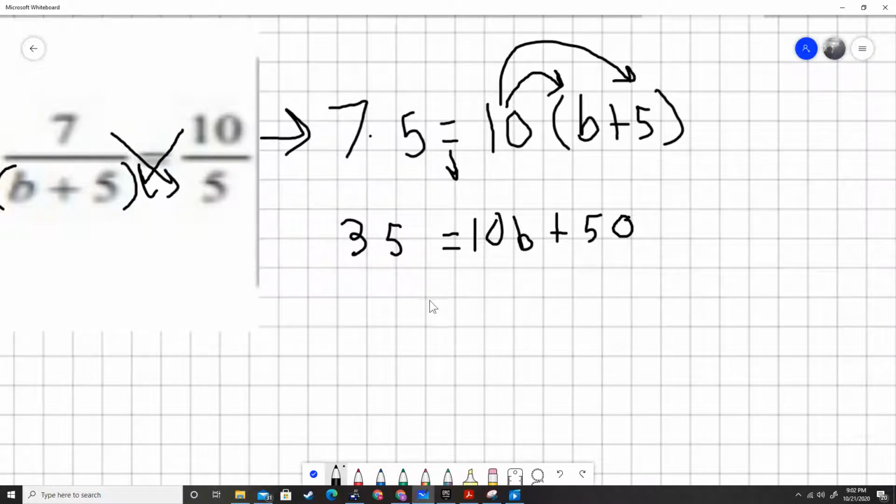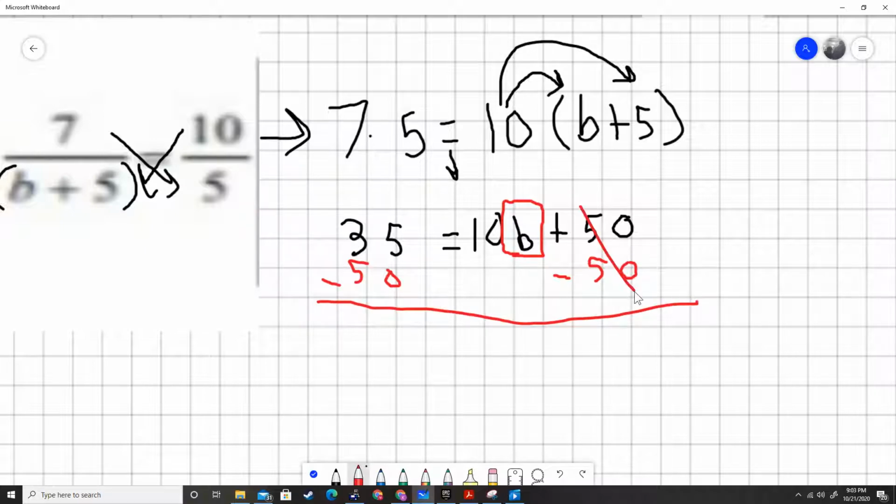I need to get b by itself. So we need to get whatever is inside of this by itself. First let's deal with this 50. I need to move 50 to the other side by doing the inverse of what's happening. The inverse of addition is subtracting. So let's subtract 50 from both sides. Over here the 50s cancel each other out. On this side this is going to give me a negative number, which I believe is negative 15.